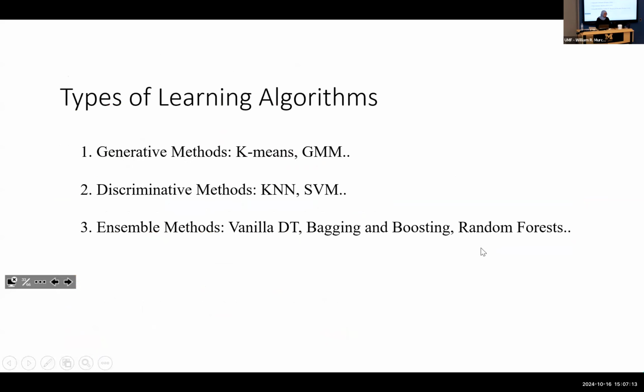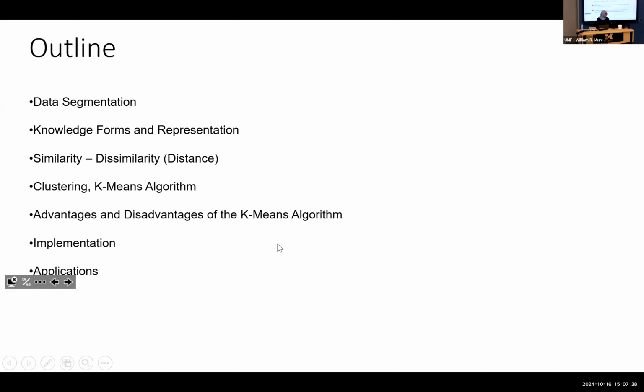So these are the types of learning, and during this semester, we will see 3 main types of algorithms. The generative methods, and we saw k-means last time. Discriminative methods like KNN, SVM, and so on, and the ensemble methods like decision trees and so on. So what we will see now is k-means.